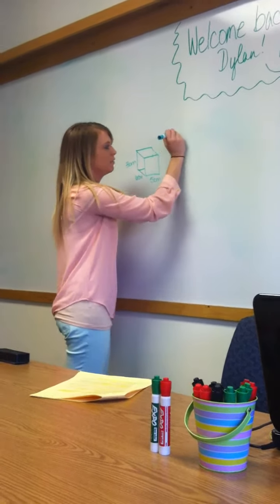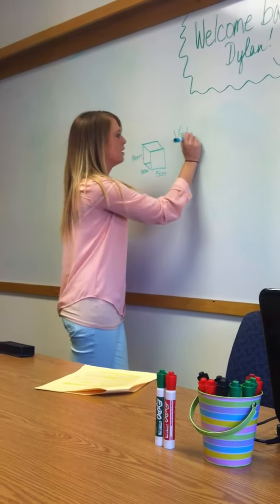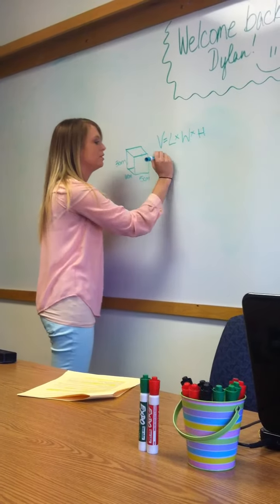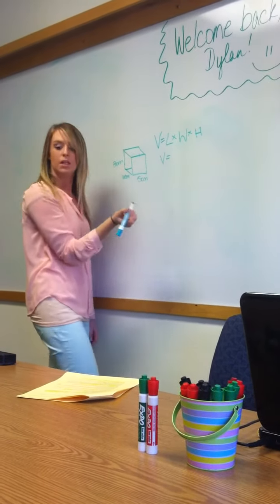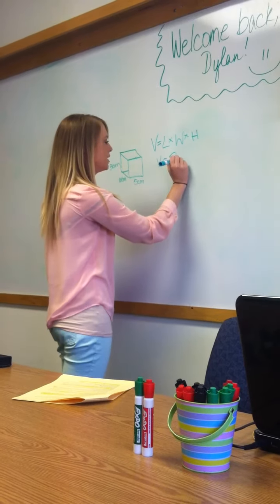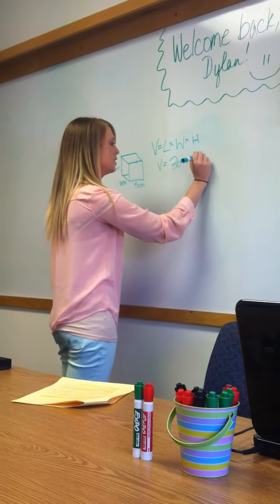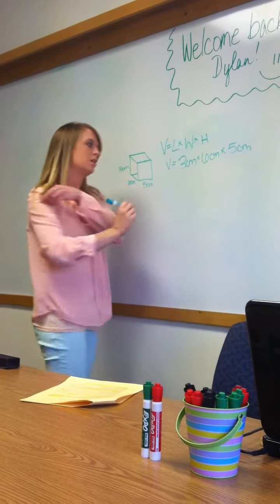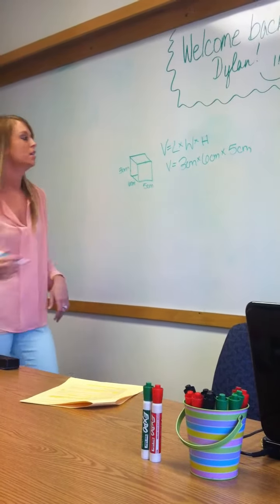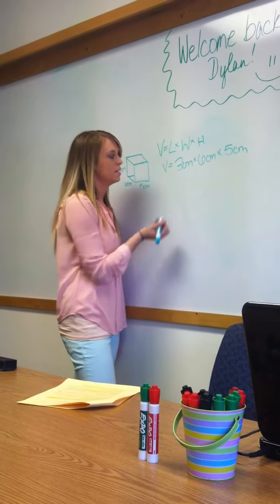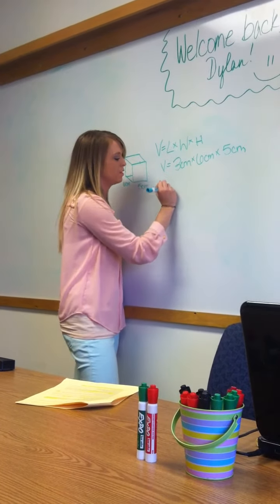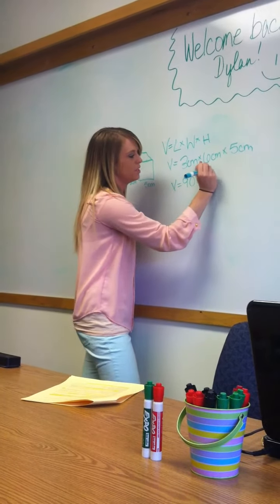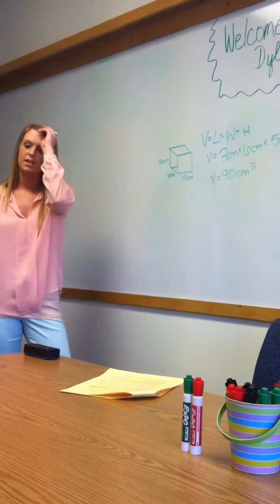So again, the formula for volume is going to be length times width times height. So we're going to do volume equals 3 centimeters times 6 centimeters times 5 centimeters. And we already know that the 6 times the 5 is 30, and 30 times 3 is going to be 90. So the volume is equal to 90 centimeters cubed. And again, it's cubed because of the fact that it is volume.